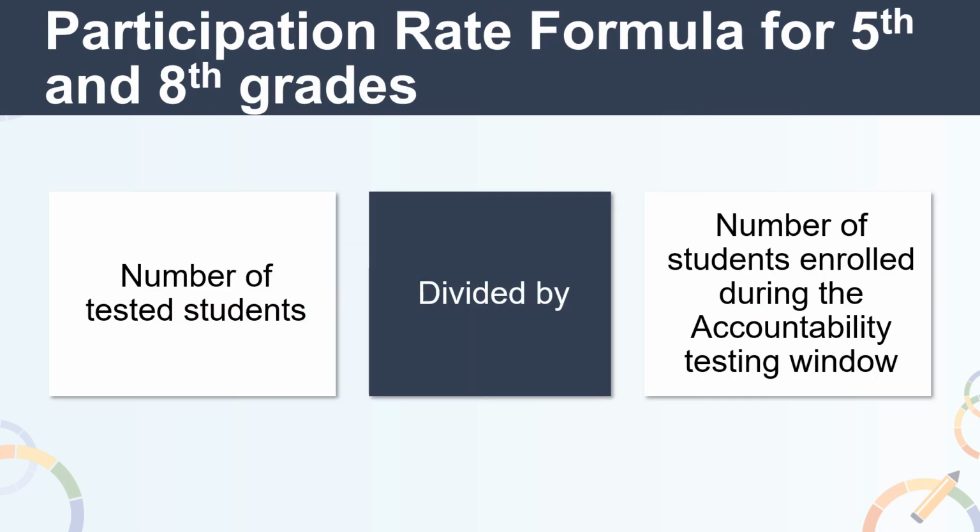Now let's talk about the participation rate. For the academic indicators, English Language Arts and Mathematics, the Every Student Succeeds Act requires that at least 95% of students participate in the assessment or a penalty will be applied. However, the science indicator is not included in this requirement for the 2024 dashboard.